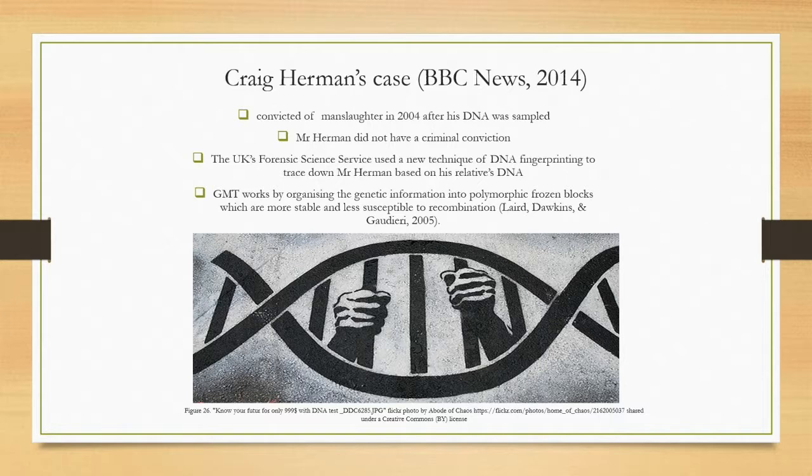This genome matching technique has proven to be more cost-effective and as accurate as conventional DNA fingerprinting. Initially, it was used for identifying matching donors for bone marrow transplants. The GMT works by organizing genetic information into polymorphic frozen blocks, which are more stable and less susceptible to recombination. So there's a lot of research on that nowadays, and I encourage you to have a look online, see what you can find.